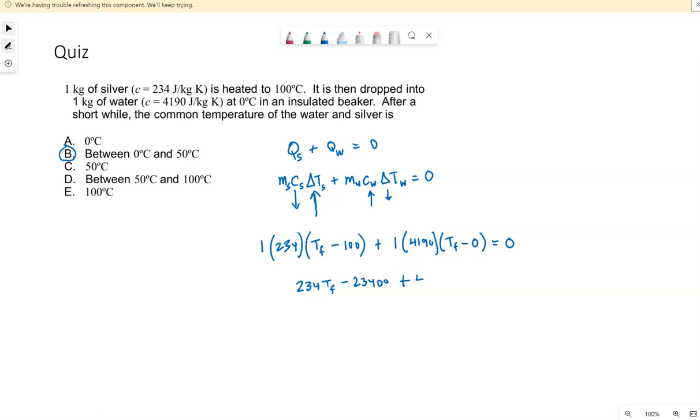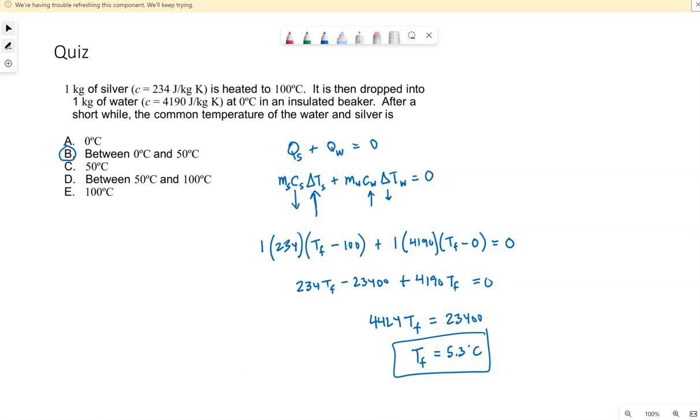234.00 plus 4190 T final equals 0. So T final would end up being 5.3 degrees Celsius. Very close to 0. Much closer to 0 than 50.